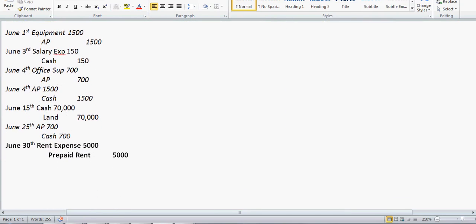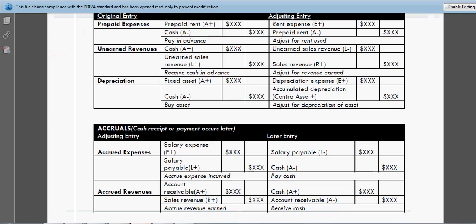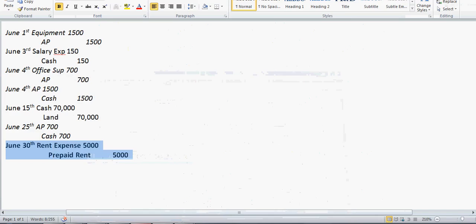So these are our journal entries we should have made. And here in bold, this is my adjusting journal entry. It's a rent expense and prepaid rent, so I'm adjusting for rent used. This is an adjusting entry. These are the 5 types of adjusting entries here in chapter 3 of your book. So now we're going to make the T accounts, which you should have already made.